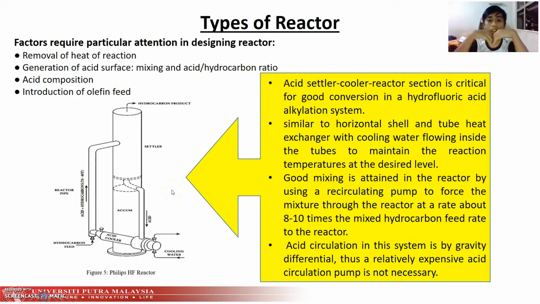This reactor is almost similar to a horizontal shell and tube heat exchanger, with cooling water to maintain the reaction temperature at the desired level. By using a recirculating pump to force the mixture through the reactor at 10 times the mixed hydrocarbon feed rate to the reactor, good mixing is attained. And lastly, the acid circulation in this system is by gravity differential, so we don't need to buy an expensive circulation pump. I think that's all. Thank you.